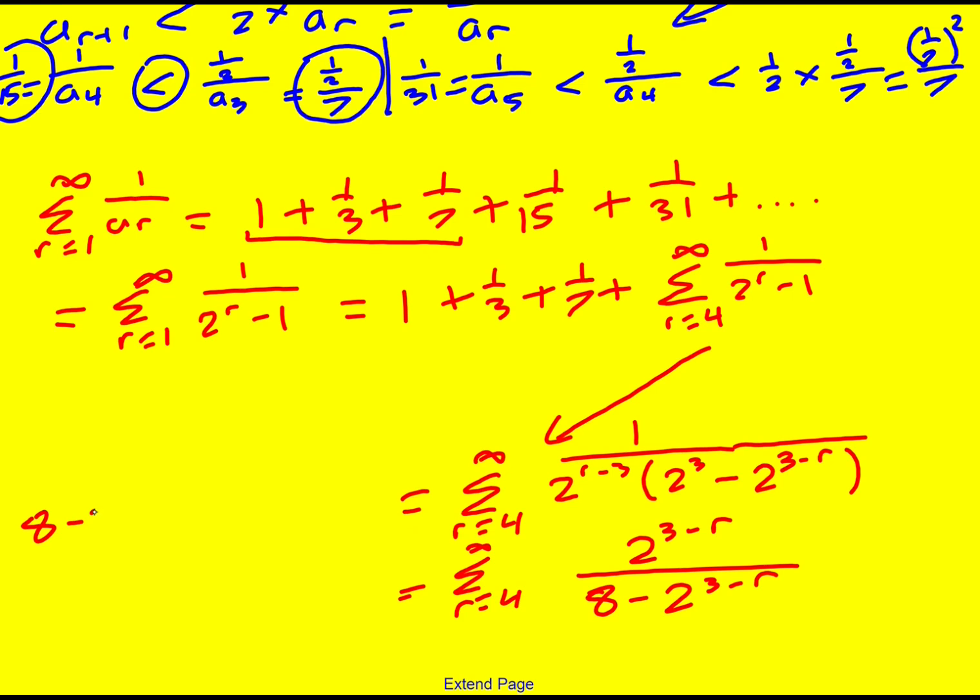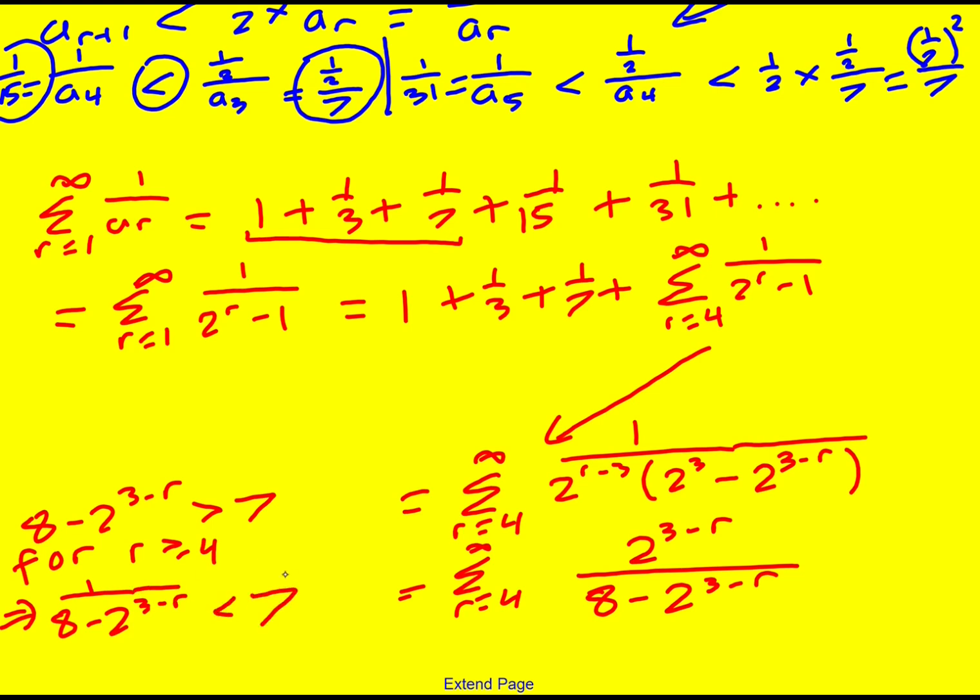So 8 minus 2 to the 3 minus r will actually be greater than 7 for r greater than or equal to 4. Because when r is 4, I'm going to get a half here, 8 minus a half. When r is 5, I'm going to get 8 minus a quarter. So it will always be greater than 7, which means that 1 over 8 minus 2 to the 3 minus r will be less than 1 over 7. I'm doing that little reciprocal idea again, or equivalently divide by 7, divide by 8 minus 2 to the 3 minus r.